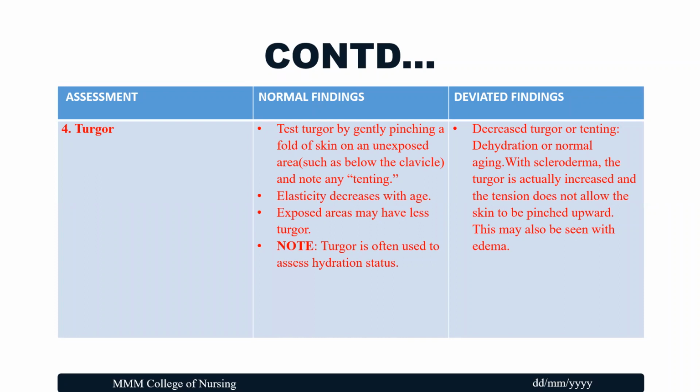Test turgor gently by pinching a fold of skin on an unexposed area, such as below the clavicle, and note any tenting. Elasticity decreases with age, whereas exposed areas may have less turgor. Turgor is often used to check hydration status. Next are the deviated findings. Decreased turgor or tenting indicates dehydration. Simple as that. It is dehydration and normal aging. This might also be seen with edema. This is about the turgor.